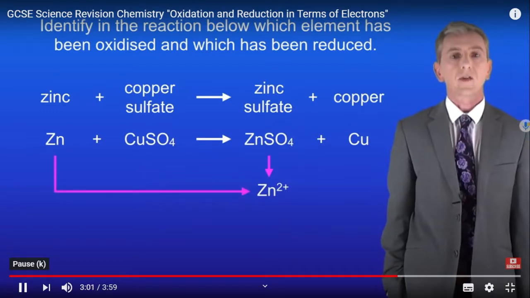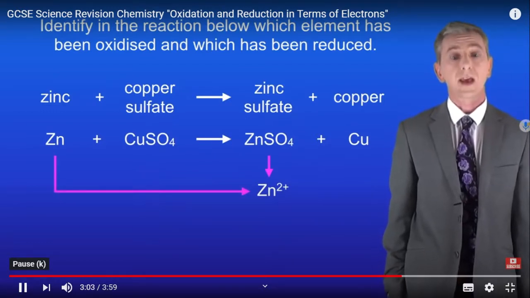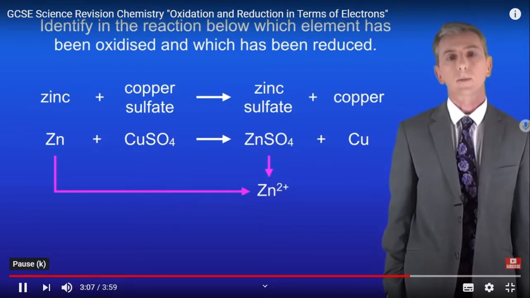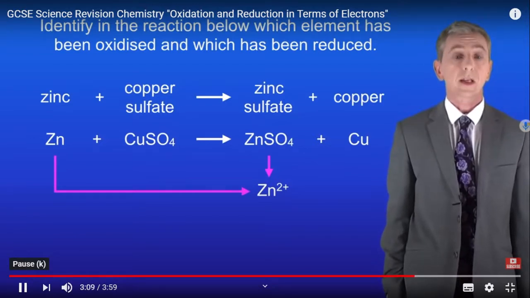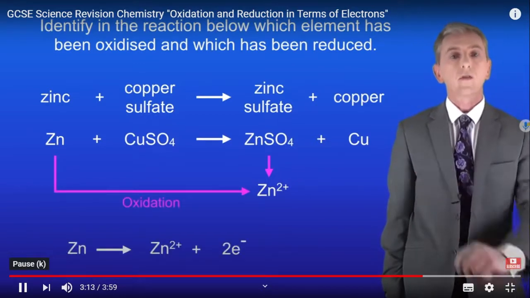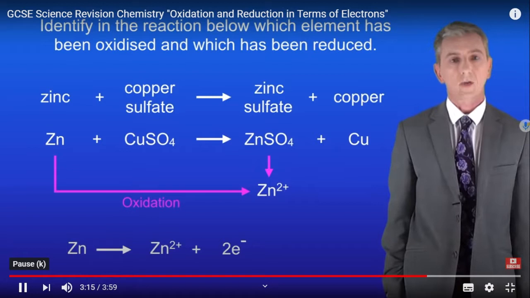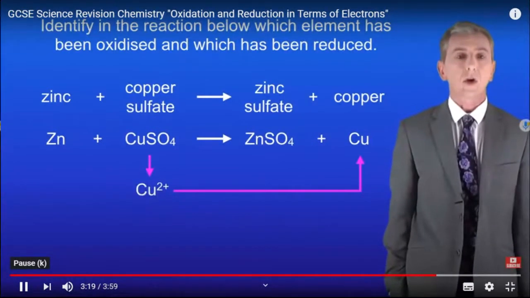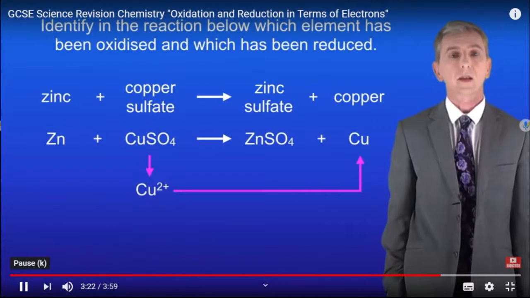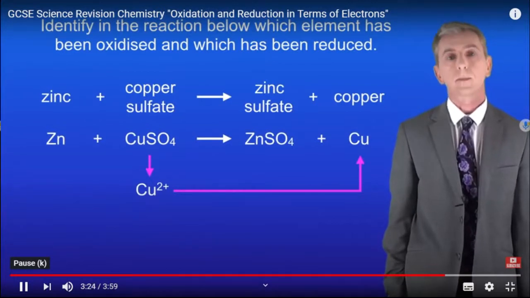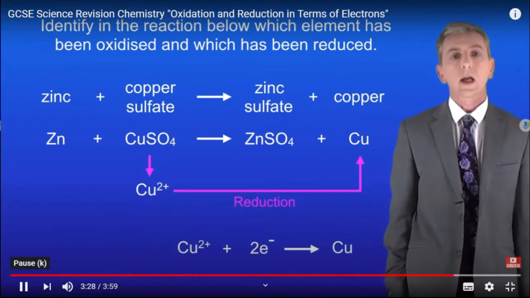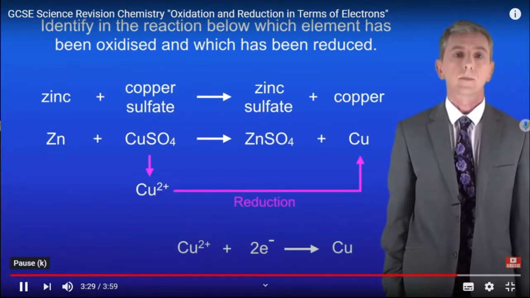If we look at the zinc, we can see that we start with the zinc atom Zn, and we end up with the zinc ion Zn2+. In order for this to happen, the zinc atom must have lost 2 electrons like this. Therefore, the zinc atom has been oxidized. Looking at the copper, we start with the copper ion Cu2+, and we make the copper atom Cu. For this to happen, the copper must have gained 2 electrons. In other words, it has been reduced.